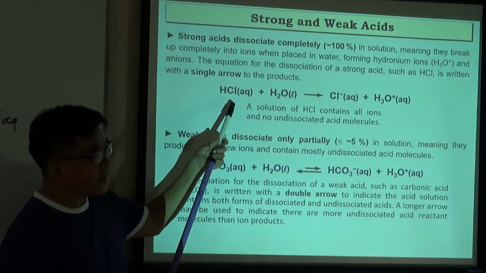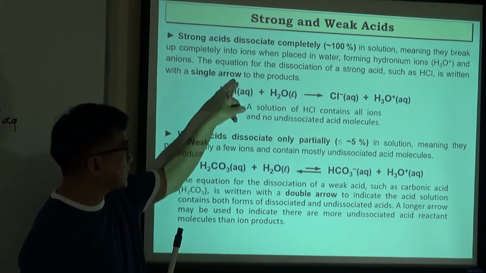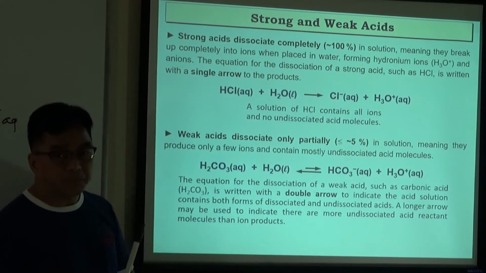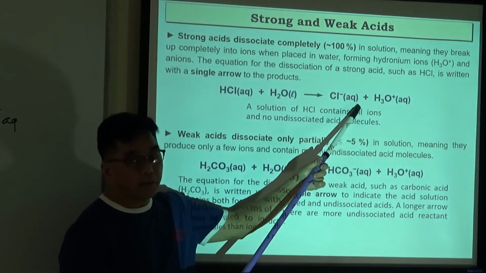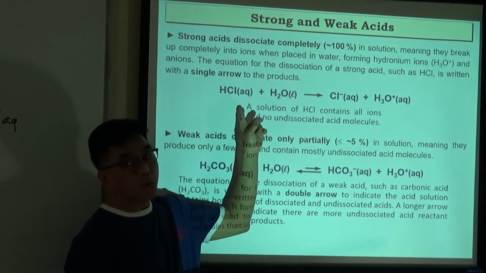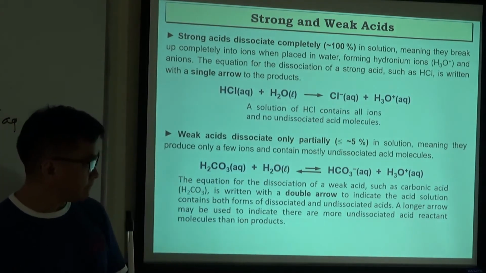Whereas for the strong acid, it dissociates 100%, which means there's none of the undissociated acid at all. There's no equilibrium forming, because the chloride and the hydrogen ions will not combine and go back the other way at all. They only dissociate 100%.